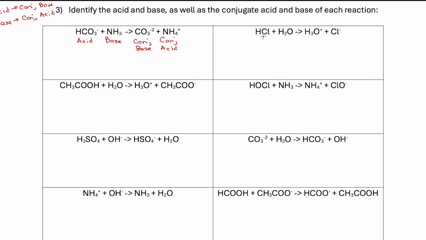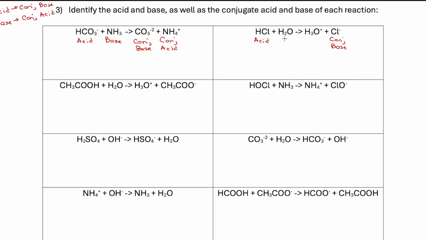The next problem, sometimes you'd be able to figure out what's the acid and what's the base without even looking at the end. HCl, you should realize, is a strong acid. So no matter what the products are, it's always going to be the acid. And clearly we lost a proton, became Cl minus, so that's correct. And so this will be your conjugate base.